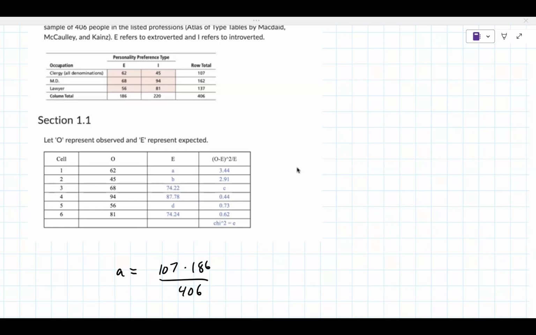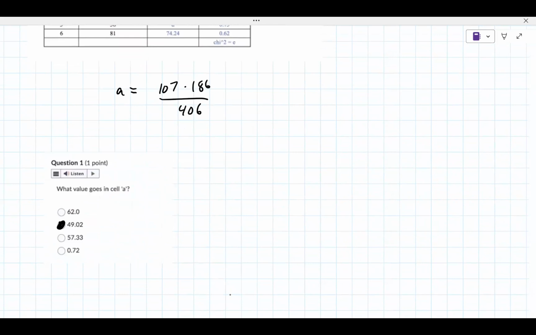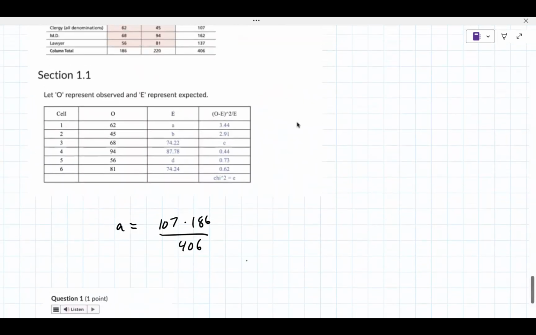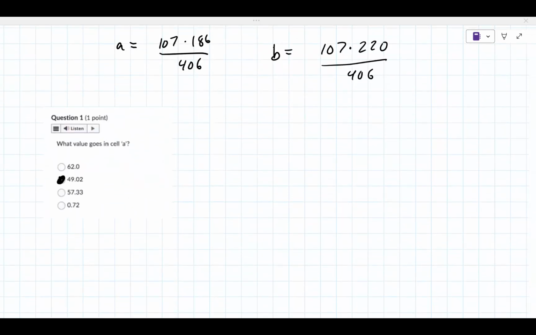Let's see if that's one of the answers. 49. Yeah, so it ends up being 49.02. And then B is the next thing it asks for. B is the cell associated with 45, which is right there. That row total is 107 times the column total 220 over 406. So just do that calculation there. About 57.98. Yep, right on the dot.